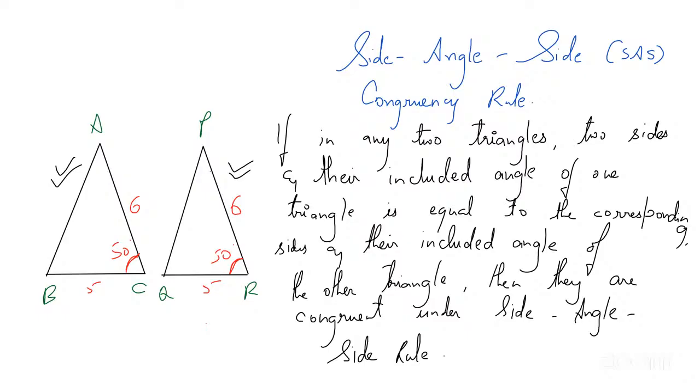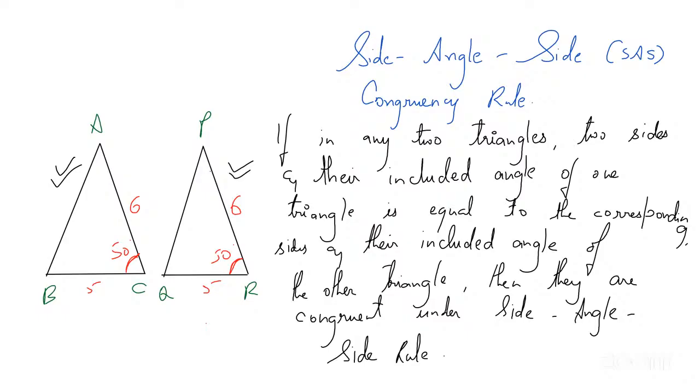Okay, Joshua. Any doubt in this particular concept, side angle side? Yes, I think, ma'am. It says if any two triangles have two sides and their included angle... You said the included angle is the angle between them, or something like that, ma'am. I didn't understand that part, ma'am. You said the included angle.